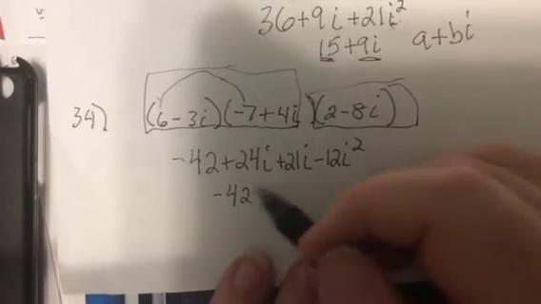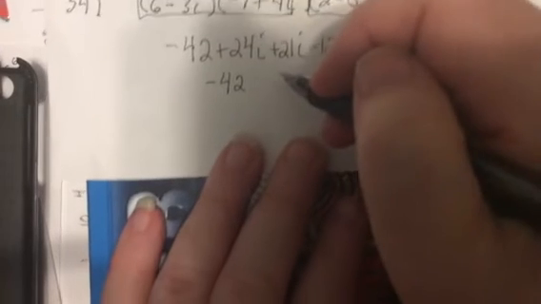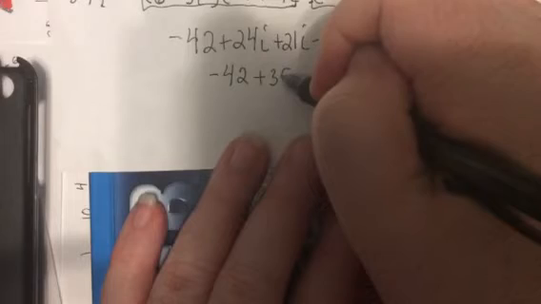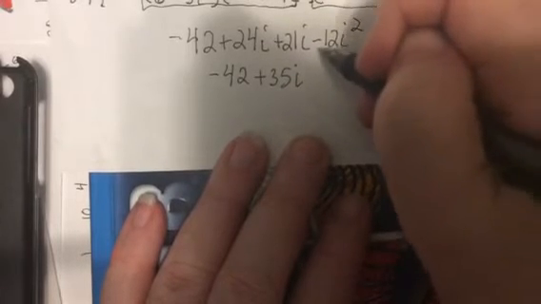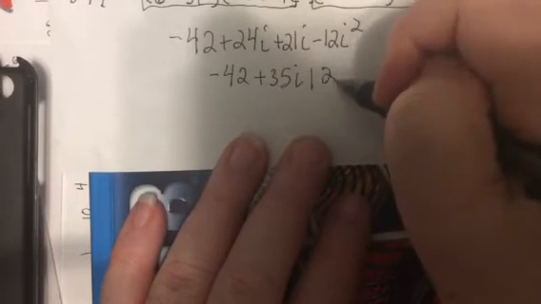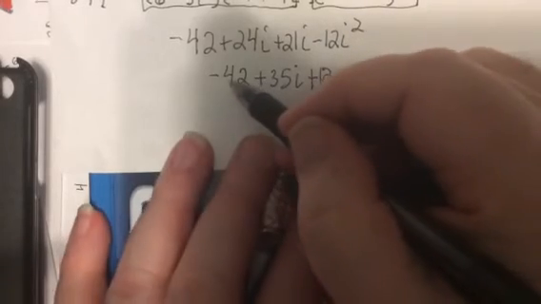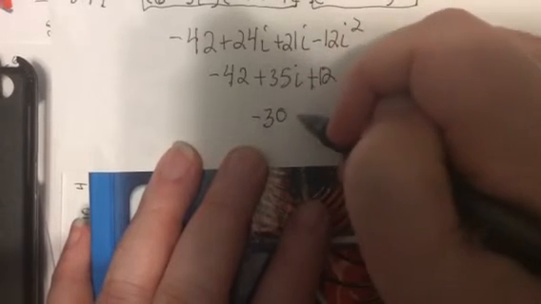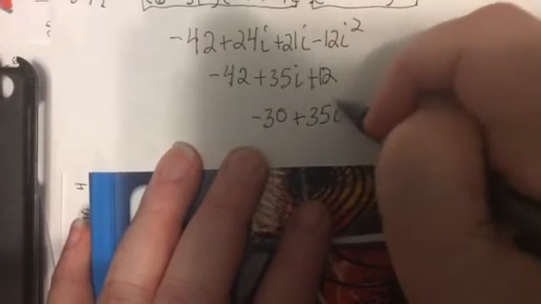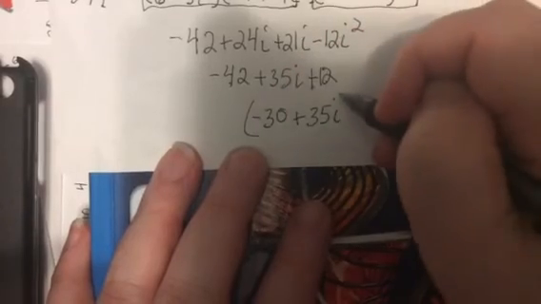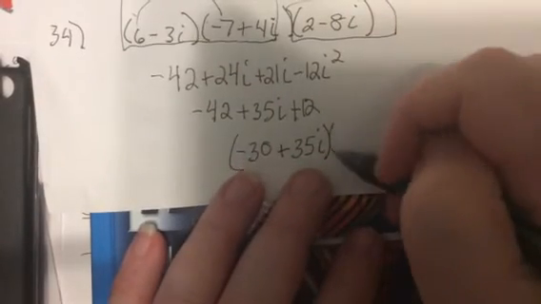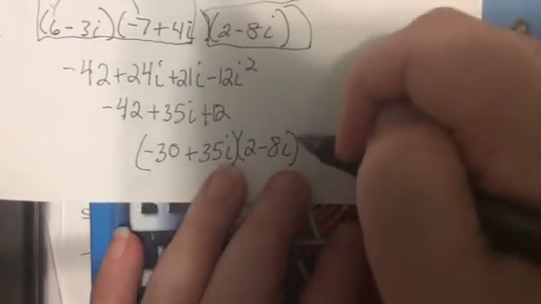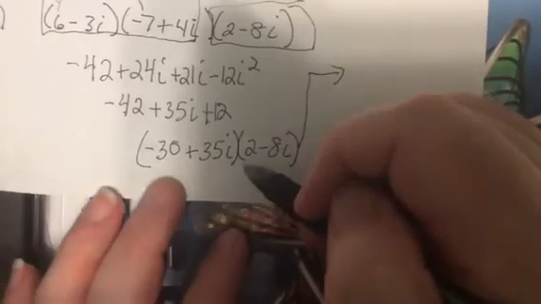So -42, this is 30. Let's bring it up here. 35i. And this would be plus 12. And then -42 plus 12 is -30 plus 35i. Oh my goodness. I don't have my calculator. So, oh goodness. So 2 minus 8i. Now, I shouldn't do this as a teacher. We're going to, right here.